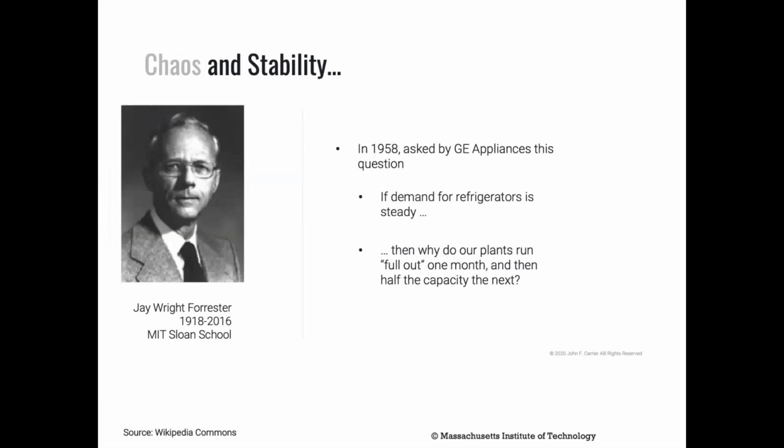This example actually extends all the way to the entire supply chain. Jay Forrester, who founded the System Dynamics group at MIT, of which I'm part, was asked by GE Appliances in 1958 this question: if the demand for refrigerators in their appliance factory is steady, why are some months we're running full out with 3 shifts and other months we can barely fill 1 shift with enough work, when we know that's not the buying pattern of customers?